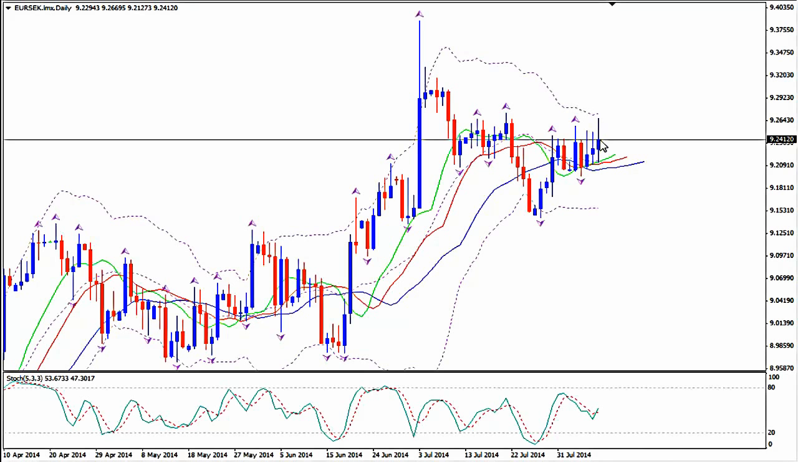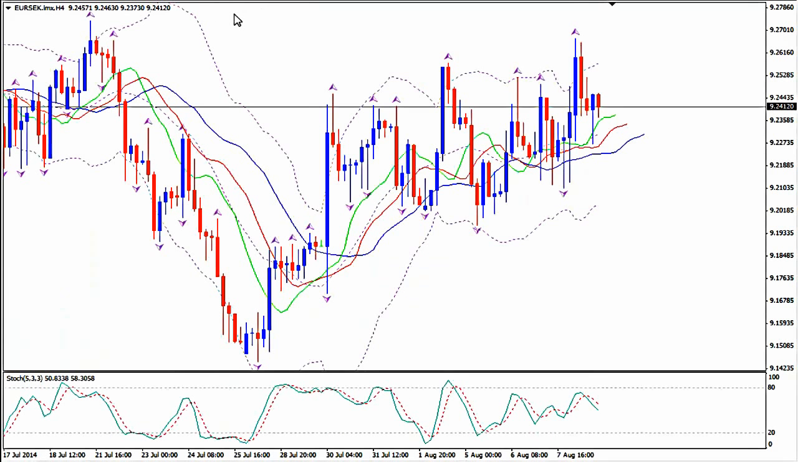But if they are bullish, they probably will not exceed the upper Bollinger Band on the daily time frame, and that means we are at 9.2420. It may go up to 9.2724. Okay, that's not bad, but let's see. Let's go to a smaller time frame.